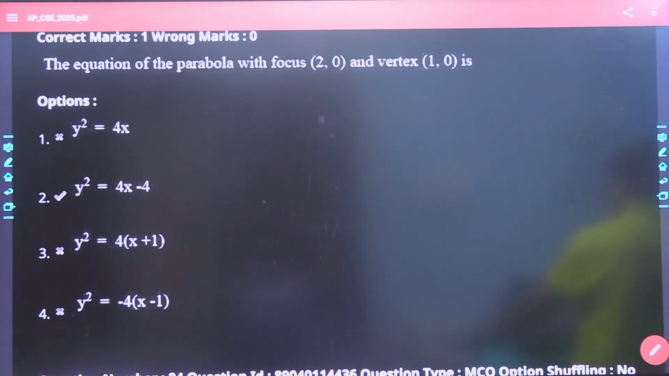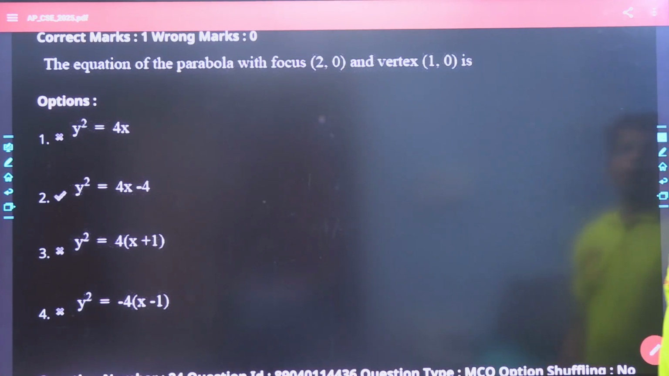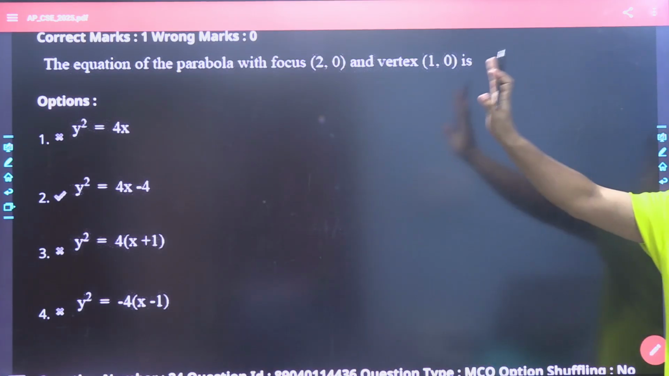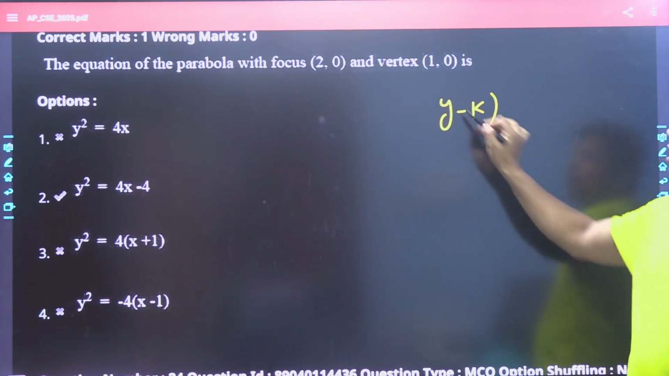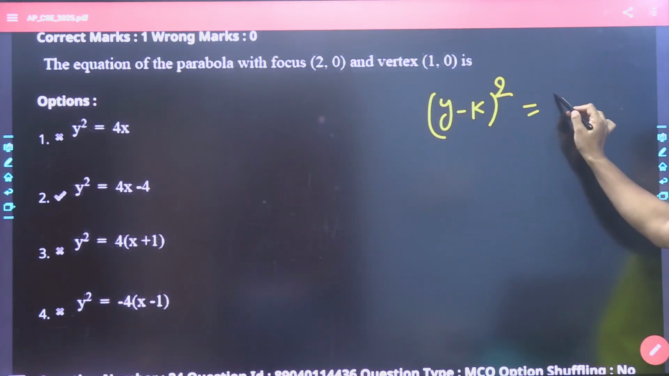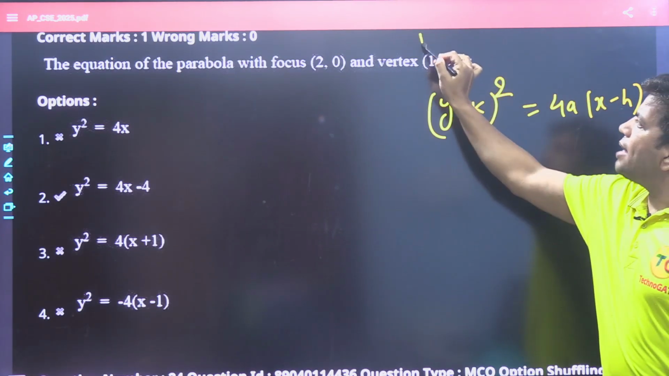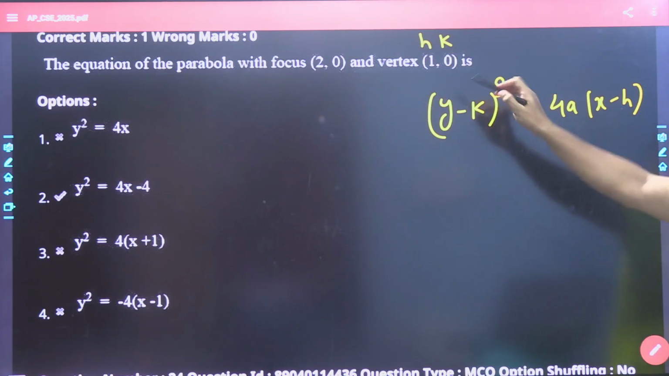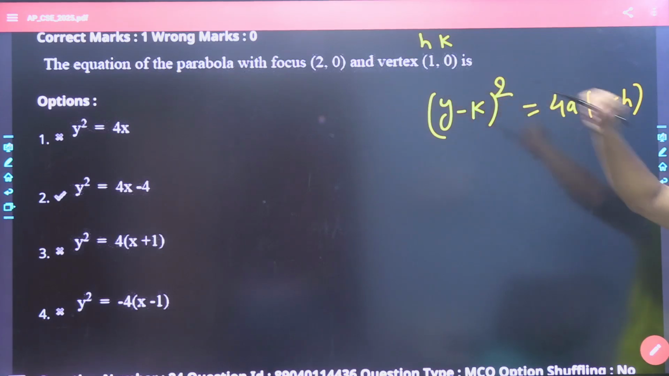Now the equation of parabola. We need to find the equation of parabola with the focus and vertex. So focus is given to us, vertex is given to us. So can we say that the generalized equation of parabola is y minus k whole square equals 4a x minus h. So this is h and this is k. Vertex given to us is 1 comma 0. So the values of h and k are given.